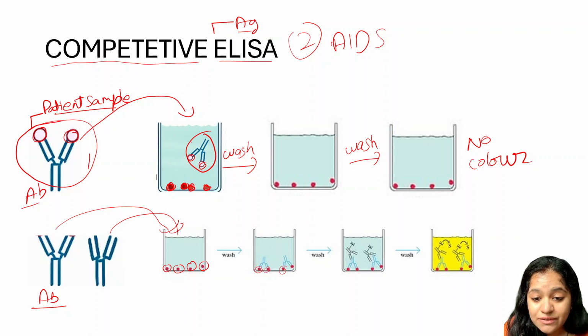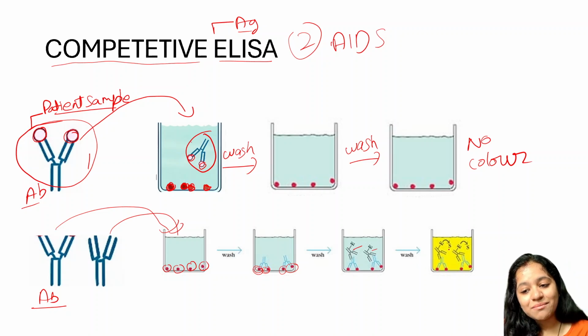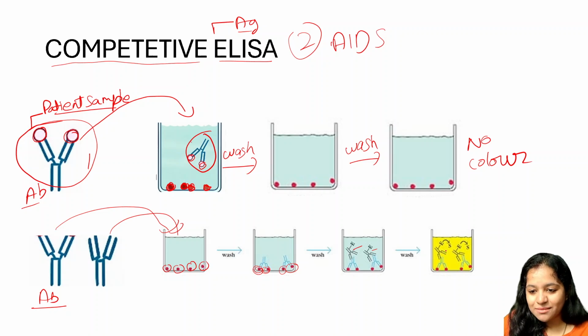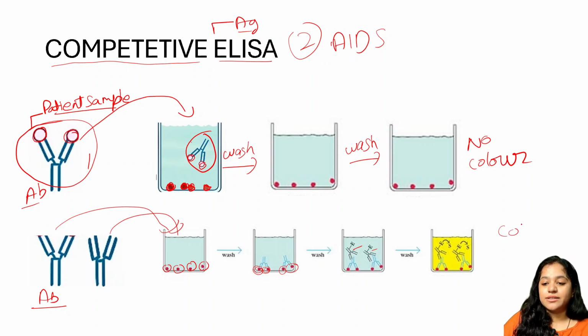So if I'm going to a party and I have not eaten at home, I will go and eat the food there, right? So your antibody is binding to the antigen here. After washing, this won't get washed away. Why? Because it had gotten fixed to it. Now, when I add my enzyme labeled antibody, what will happen? It will get attached to this antibody. And now, when I add my substrate chromogen complex, a color is produced.